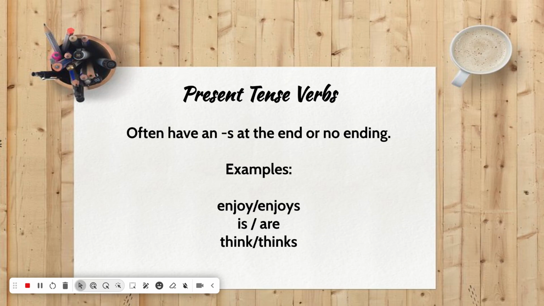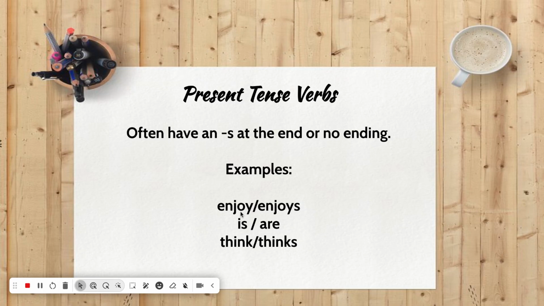Next, we have our present tense verbs. These often have an S at the end, or there's no ending, depending upon singular or plural. So this means the action is happening now, whereas past tense means it's happened in the past. So the examples are they enjoy or she enjoys, right?